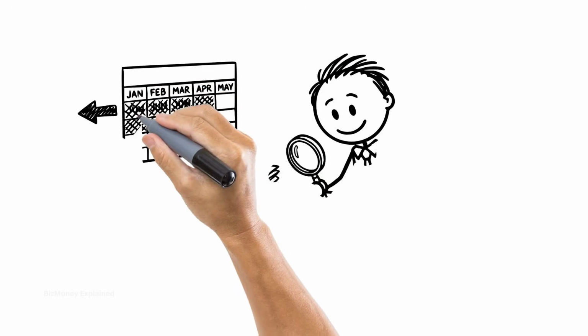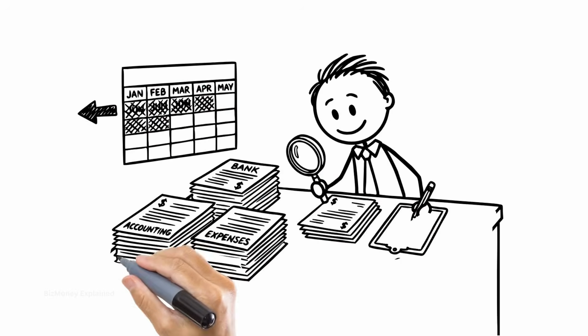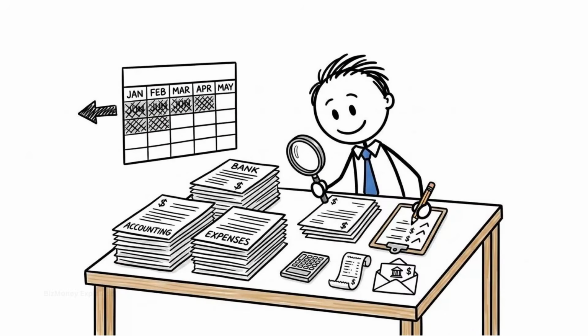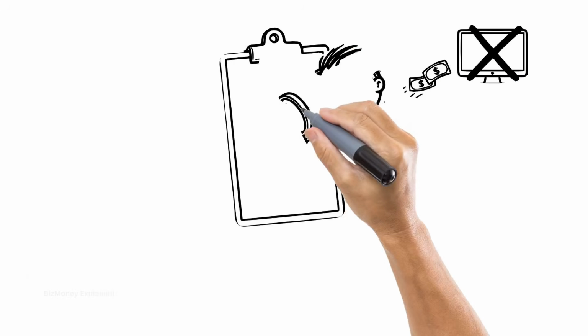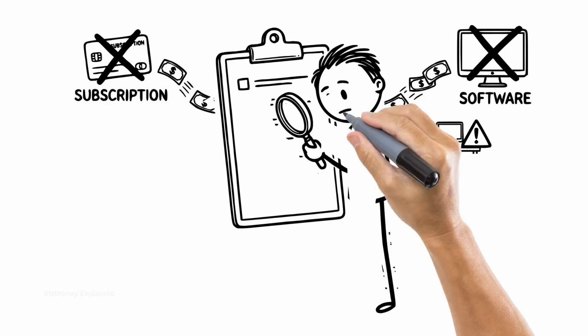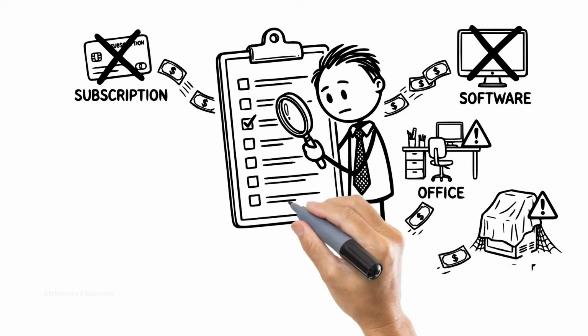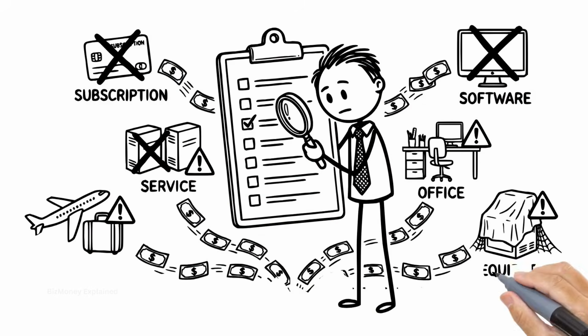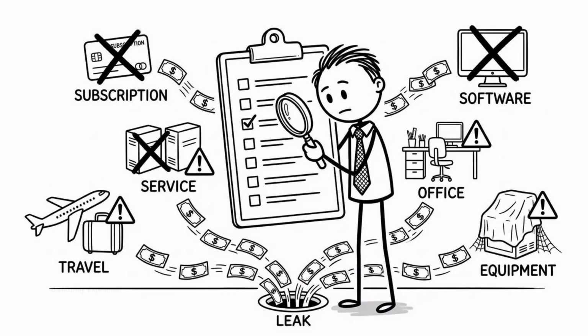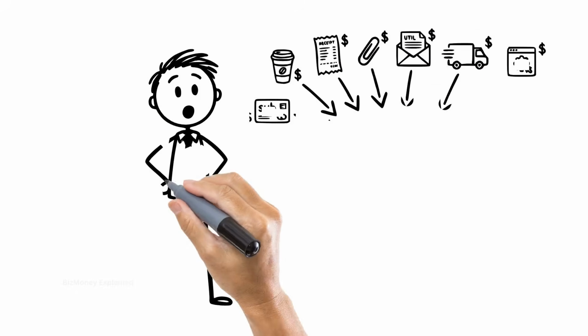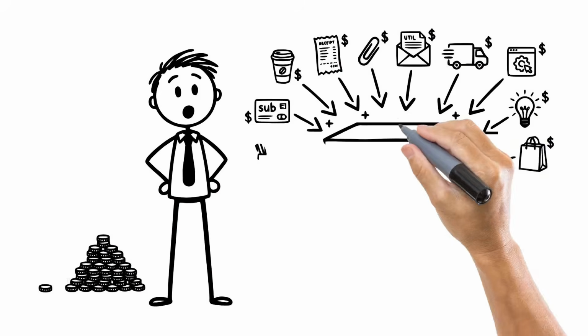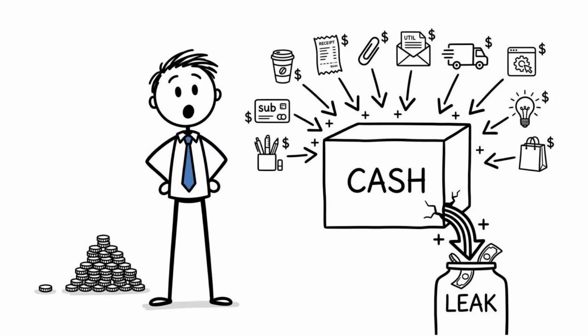Begin by reviewing the last several months of bank statements, expense reports, and accounting records. Look for subscriptions that are no longer necessary, software that nobody uses, duplicate services, unnecessary office expenses, excessive travel costs, and equipment that sits idle without creating value. Small expenses may appear harmless individually, but together they can reduce available cash far more than most owners realize.